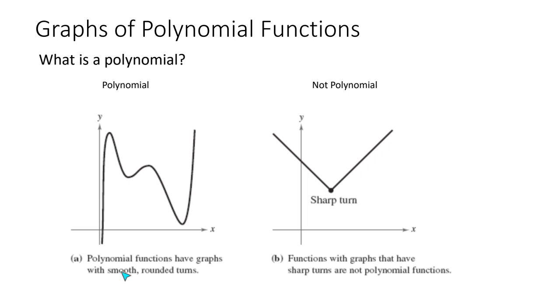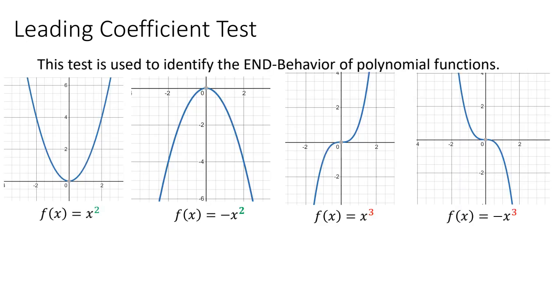The other one is that polynomials have rounded turns, and they have no sharp turns. So if it has a sharp turn, it's not going to be a polynomial. One of the things that we want to be able to do is identify how these polynomials behave at the left side and the right side, and we call that the end behavior. The reason we're going to do this is because our main goal in the next few sections is going to be to graph these. And so this is one of the steps that is going to help us figure that out.